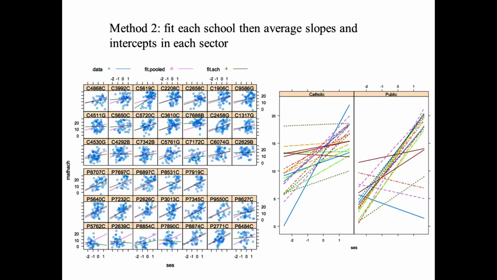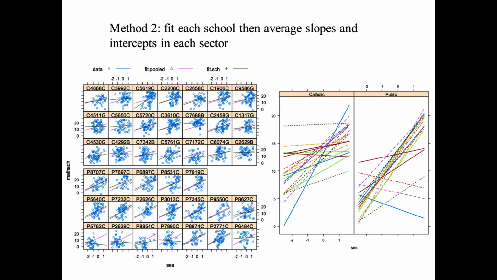What's another way that we could do it? Method 2, we could take each school separately and fit a regression line for each school, and extract these regression lines over here. Then maybe we can do a step 2 sort of analysis, and put those regression lines into an ANOVA or a t-test, and just see if there's a difference in slopes between the two.